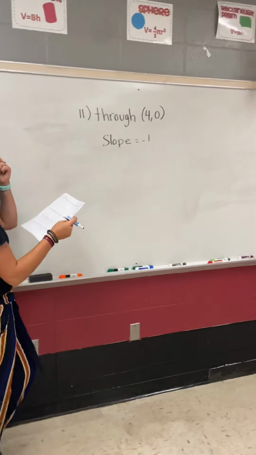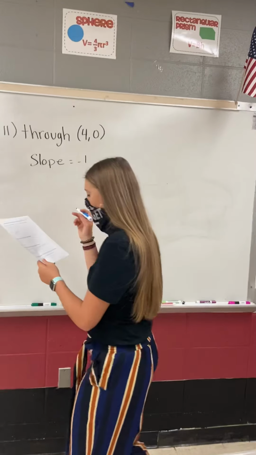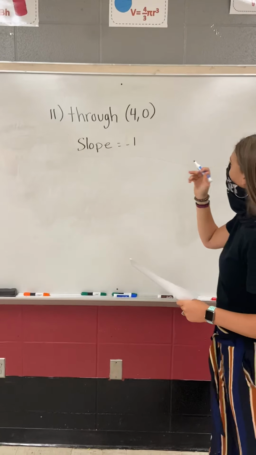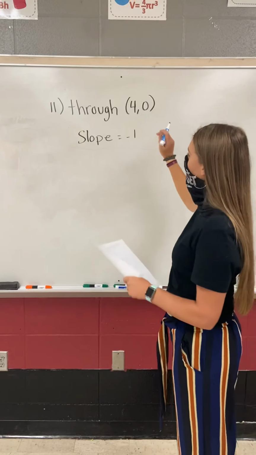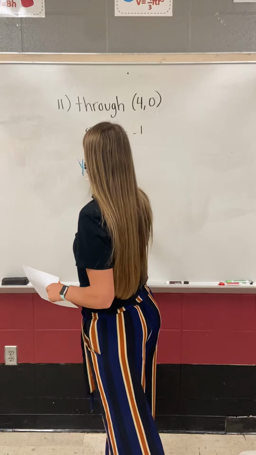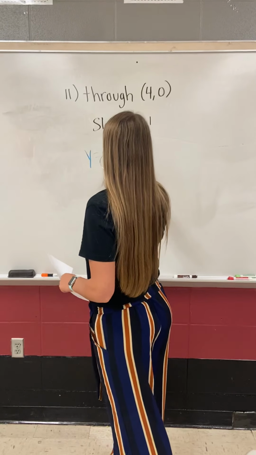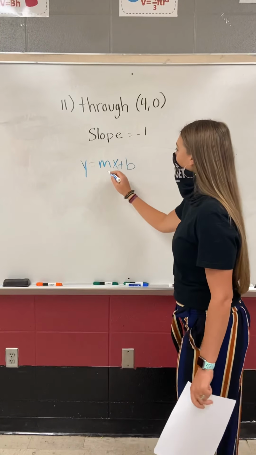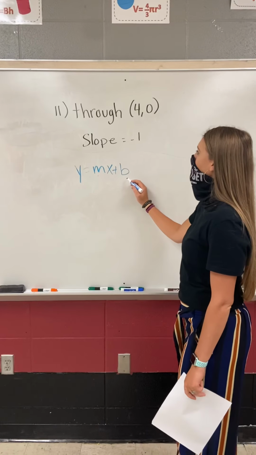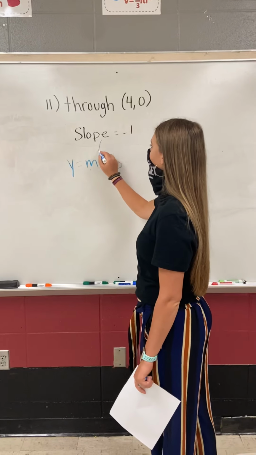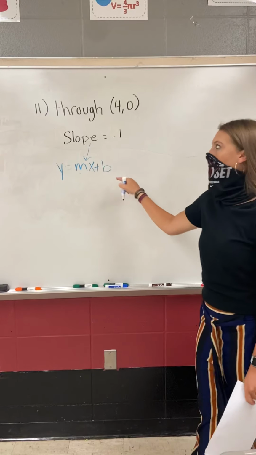Now over here at number 11, okay? First thing that I'm going to do is graph, okay? Because it asks for slope-intercept form. So we're back to using y equals mx plus b, okay? Remember, m is the slope, b is our y-intercept. Well, it tells us our slope right here. But we need to know our y-intercept.